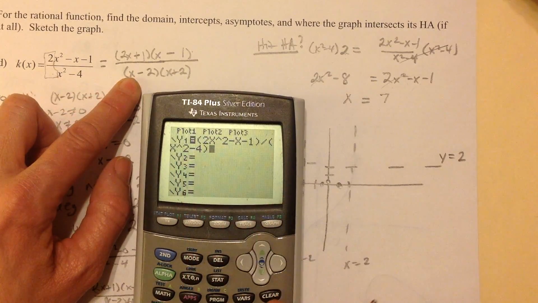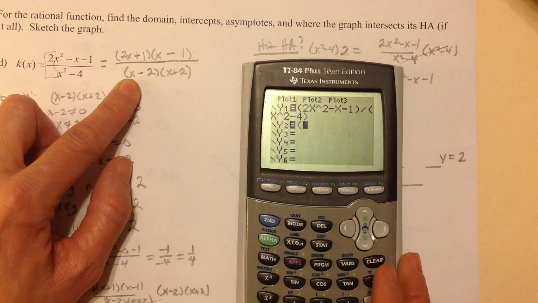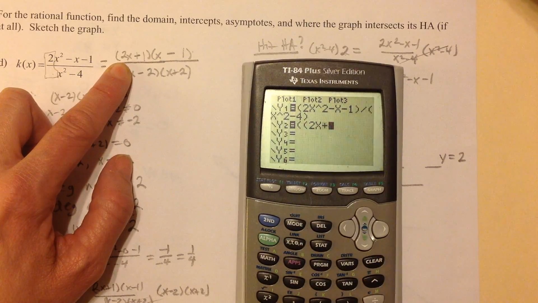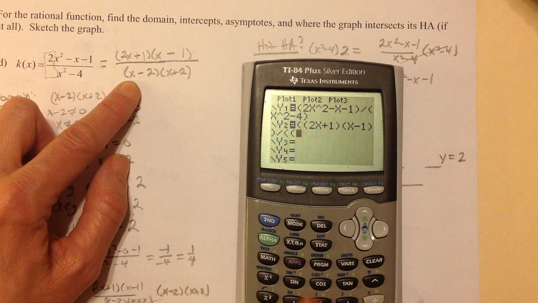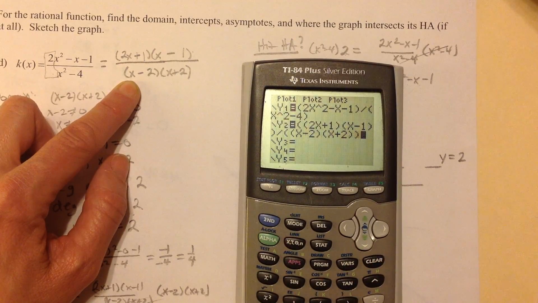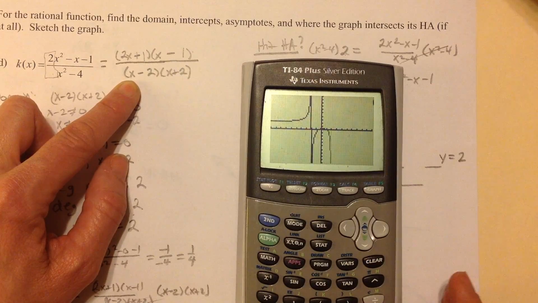If you're going to use the factored form, you have to have parentheses around your entire numerator, which starts with another parentheses. So you would have to use a double set of parentheses in both numerator and denominator. If you forget that, you will not get the right graph. Now, when I graph these on the standard window, they should be right on top of each other because they're the exact same function, and it looks like they are.